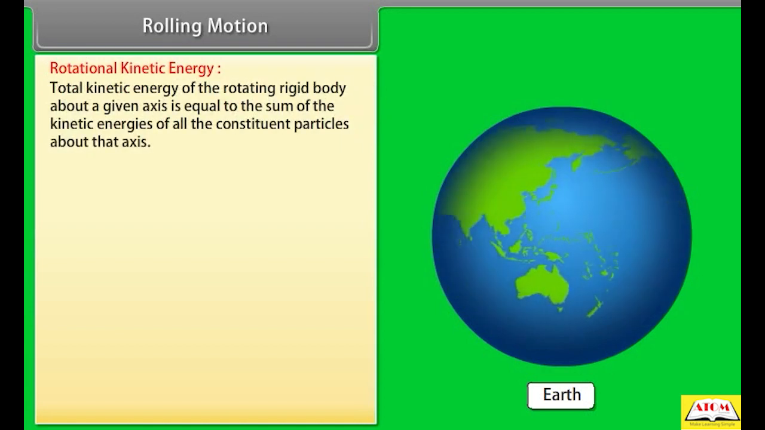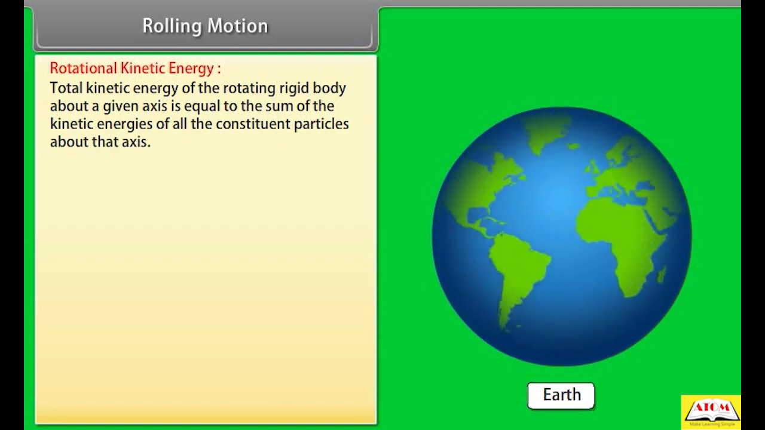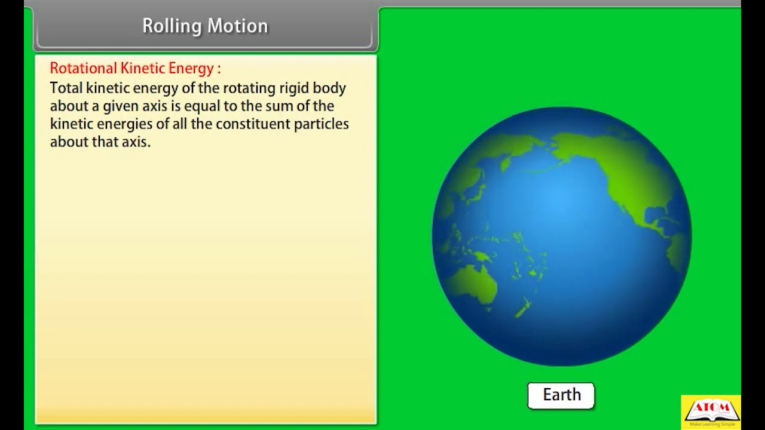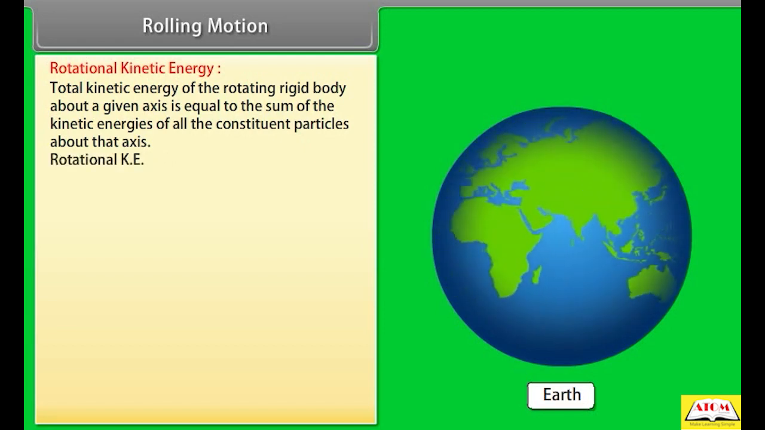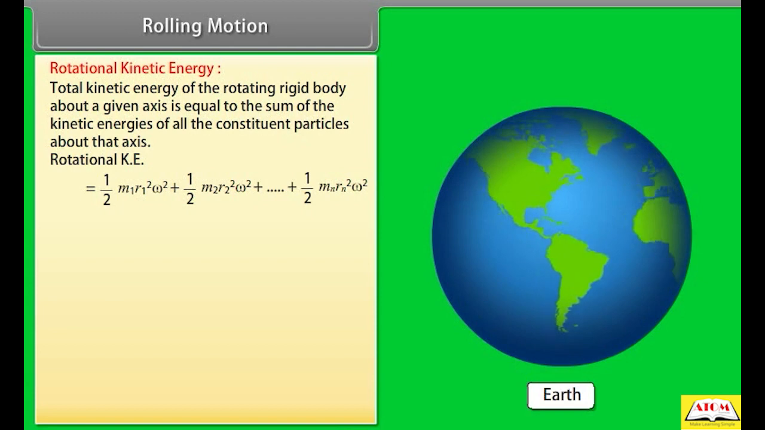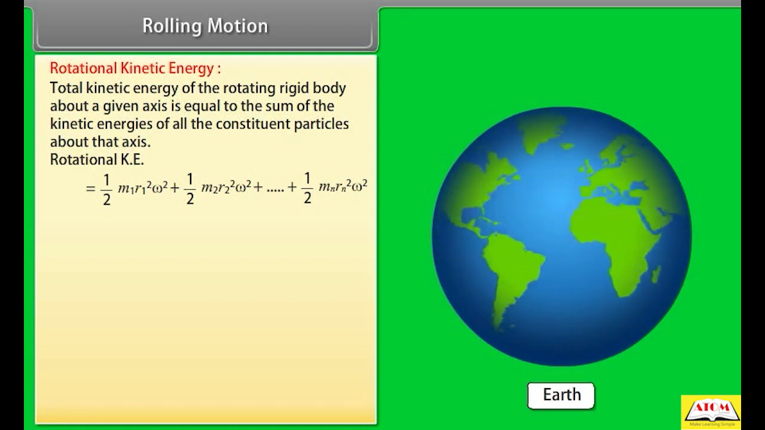Rotational kinetic energy. The total kinetic energy of the rotating rigid body about a given axis is equal to the sum of the kinetic energies of all the constituent particles about that axis. Rotational kinetic energy is equal to half m1 r1 square omega square plus half m2 r2 square omega square and so on till half mn rn square omega square.